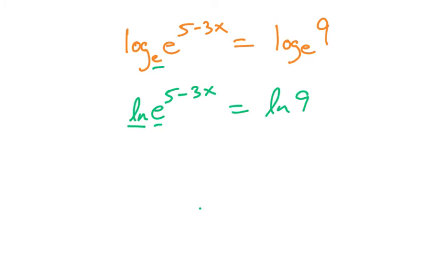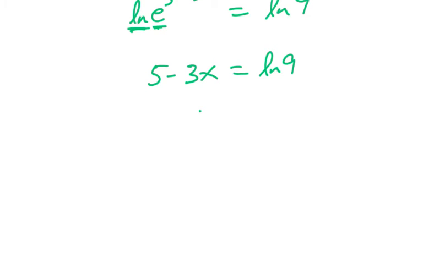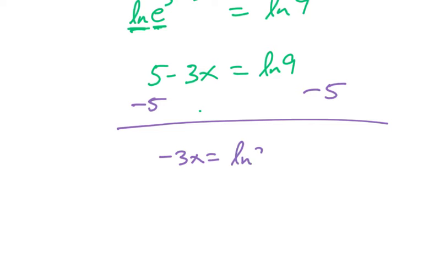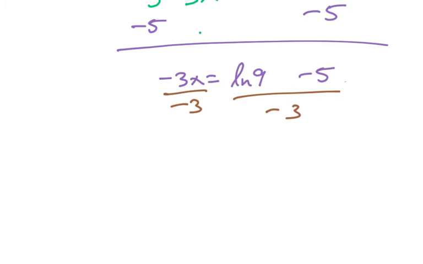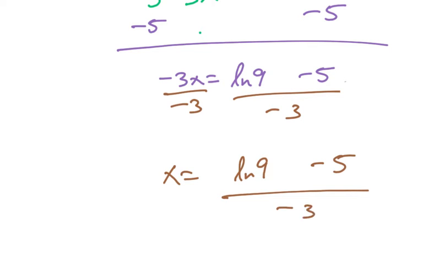Now, when natural log matches up with e, we know that we're just left with the exponent. So 5 minus 3x equals natural log 9. And we proceed to solve. So subtract 5: negative 3x equals natural log 9 minus 5. Divide by negative 3, divide by negative 3. X equals natural log 9 minus 5 over negative 3. And you would type that in the calculator, and that would give you the response.